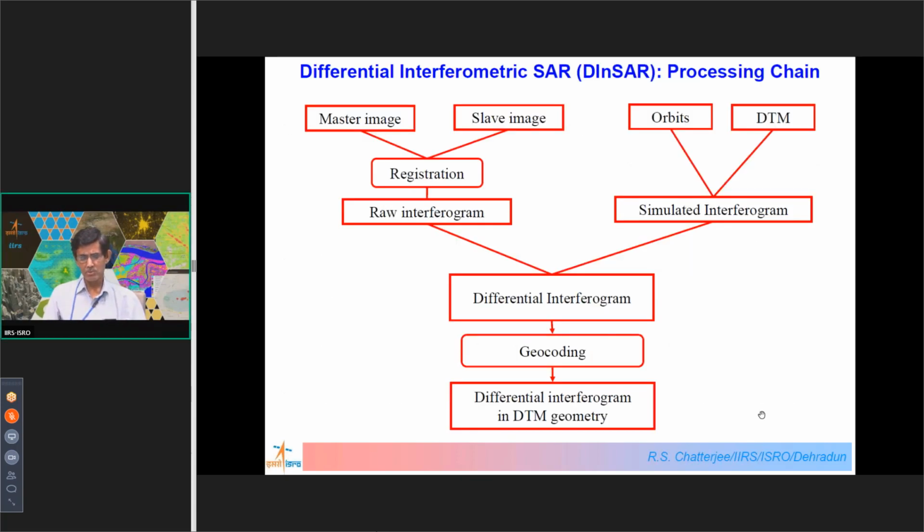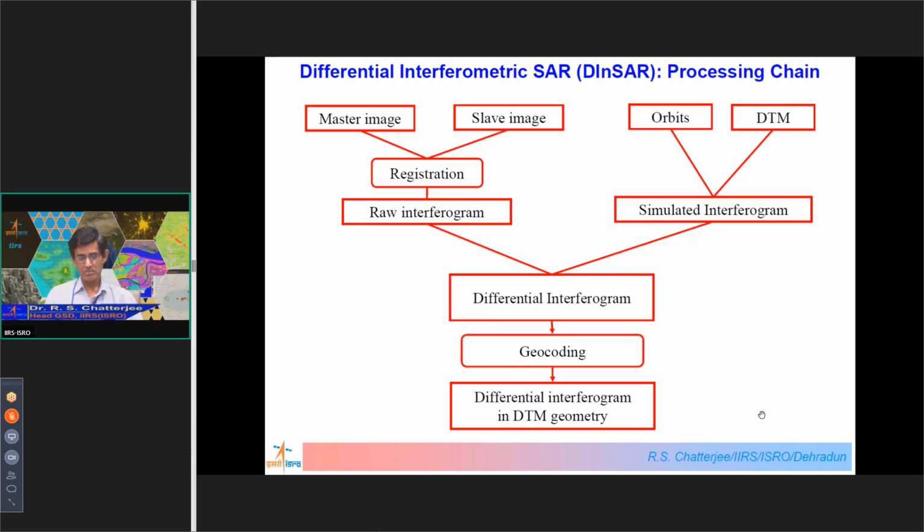Now this is the other method, which is a relatively simplified method, where you need two SAR images, one before and one after, and you need a reasonably good quality DTM as well as the orbit data of the SAR data. So from the master and slave images, we need to co-register these two images and we get a raw interferogram. From this raw interferogram, we need to subtract the simulated interferogram. That simulated interferogram includes both horizontal phase and vertical phase. And how we get both the horizontal and vertical phase is like this. We have the orbit information and the DTM, from the orbits.